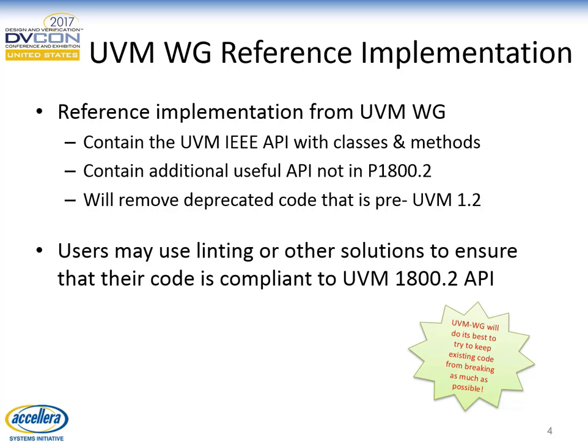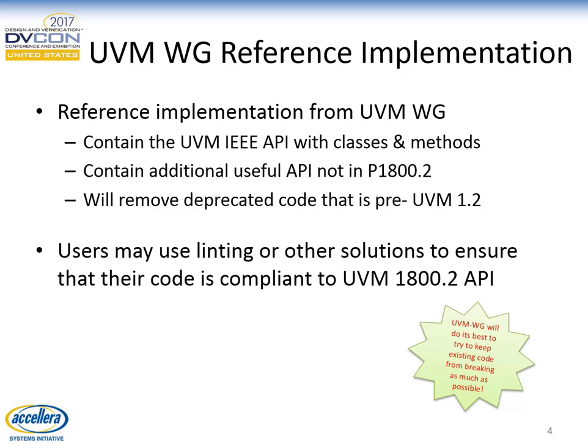Maybe vendors will provide you with the integrated library, but that is not the scope of the working group. The Accellera working group will not provide you with a compliance checker or things like that. Our job is that, as a group, we're going to produce a reference implementation. Users can use linting or other solutions to make sure that their code is compliant to the 1.2 API. There are a number of solutions to this problem. Maybe we can have a separate discussion about this.